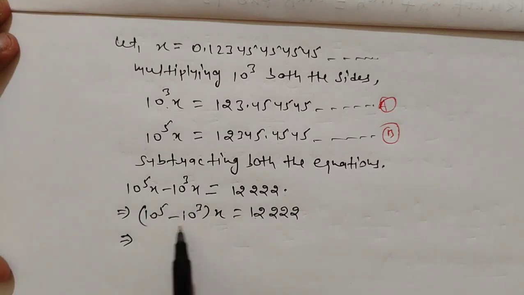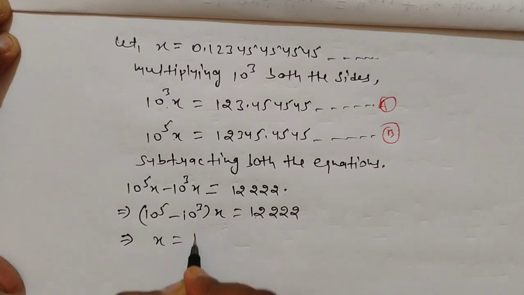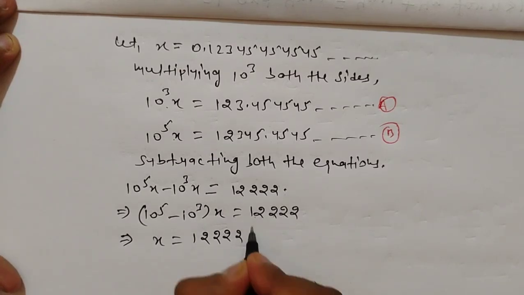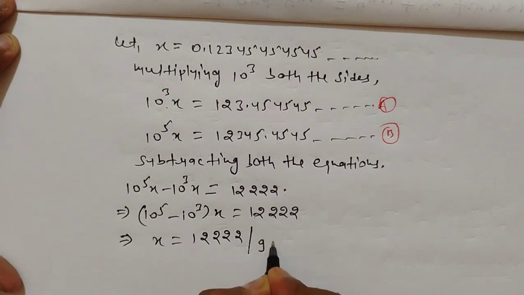Now we are taking x common, so (10 to the power 5 minus 10 to the power 3) into x is equal to 12222, and here x is equal to 12,222 divided by 99000.